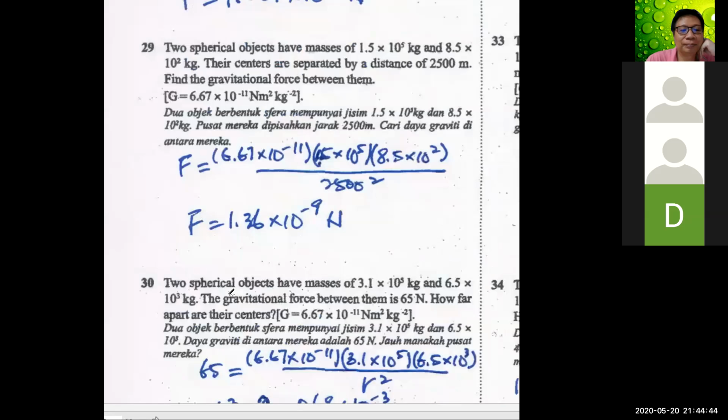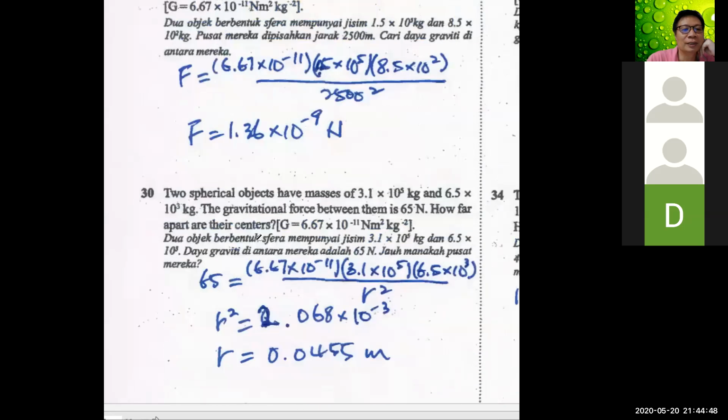So you get this answer. Question 30. Two spherical objects, mass 1 and mass 2 given. Gravitational force also given, 65. They want you to find how far apart, that is, find R. The force is here already, 65, with constant G, mass 1 and mass 2. Don't make a mistake: R comes up here, 65 goes down. Press your calculator carefully. R squared, you get this value, and finally you square root, you get this. Very small answer. This one is not difficult. All right, let's move on.